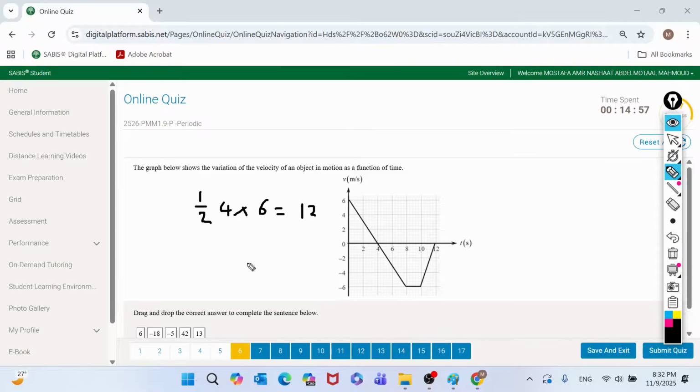And here, for the second one, the one down, it's a trapezoid. So it's base 1, which is 8. Base 1 plus base 2, which is between 10 and 8, so 4 or 2, plus 2 over 2 times height, which is negative 6. This gives you negative 30. So 12 minus 30, that gives you negative 18. So the displacement of the object is negative 18.